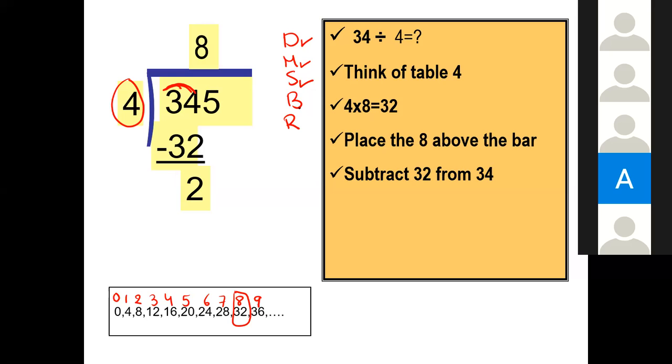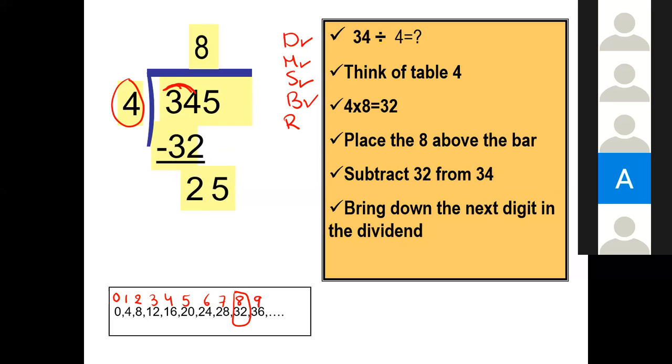Now, B, what does it mean? Bring down. Bravo, we bring down the next digit, the 5. Okay, 25. What should I do when we bring down? We will repeat. We look at which table? Table 4. Which number is very close to 25 in table 4?